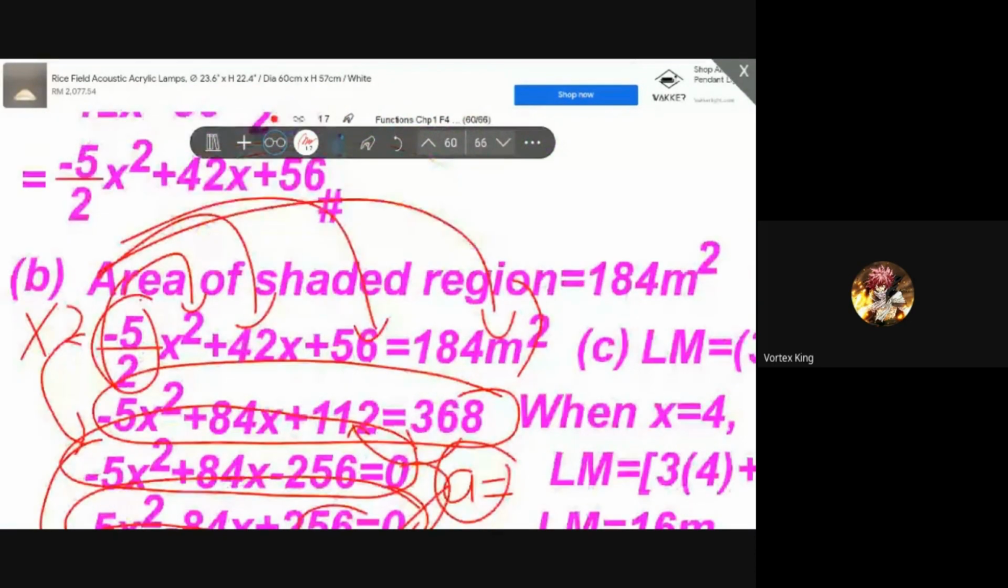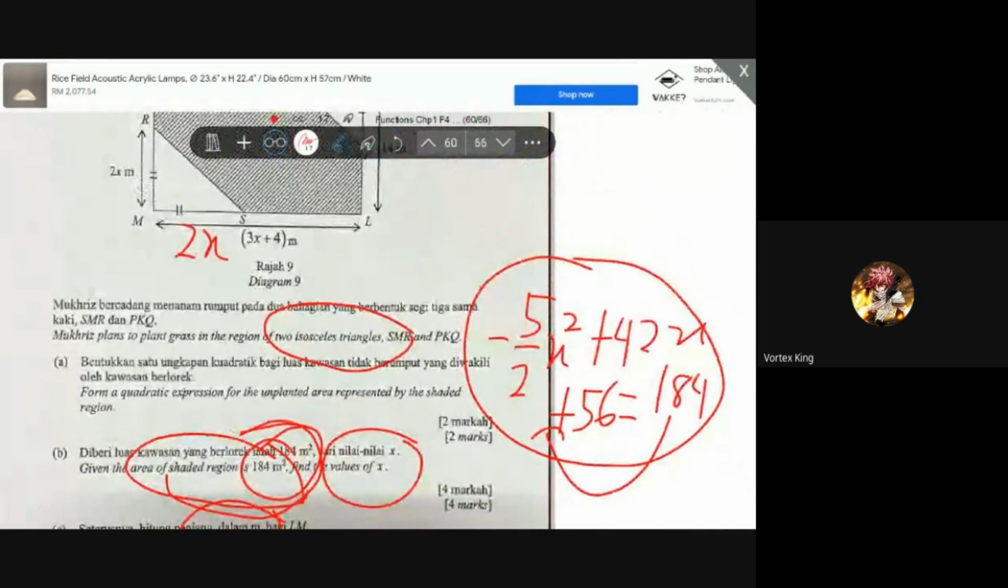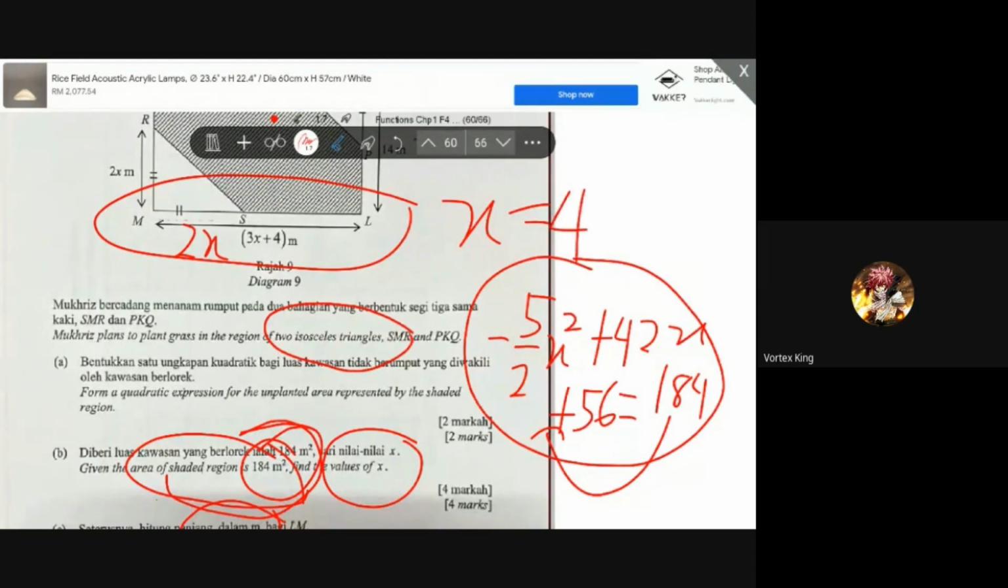Good question also. Okay, so now how to find C now? Hence, find the length of LM. Macam mana nak cari C? What is the thing we will do? Masukkan nilai X, betul. Just now you got X equals to 4, right? Kamu dapat yang ni. So, masukkan, kamu akan dapat 16 meter untuk yang ni. So, ringkas sajalah yang ni.